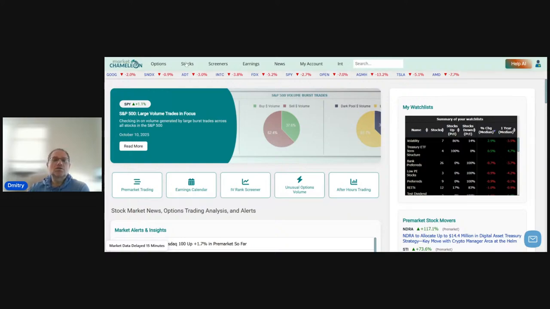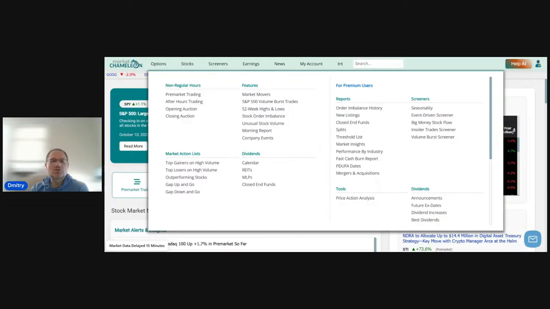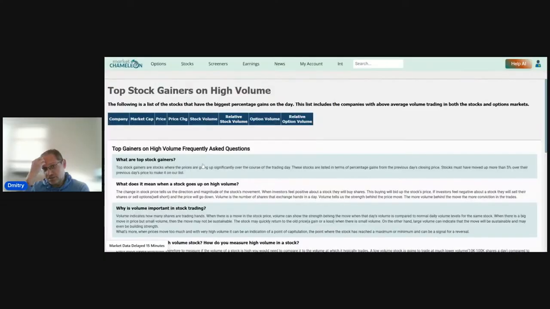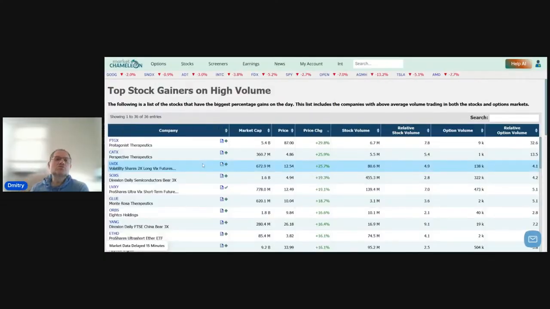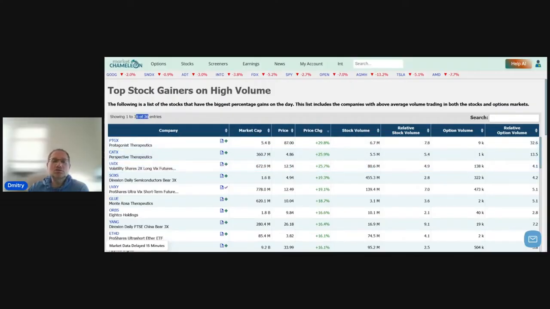I'm going to go under stocks, under the stock menu. And this report is under market actions, top gainers on high volume. So I'm going to click on that. And we have a list of 36 stocks that met this criteria.